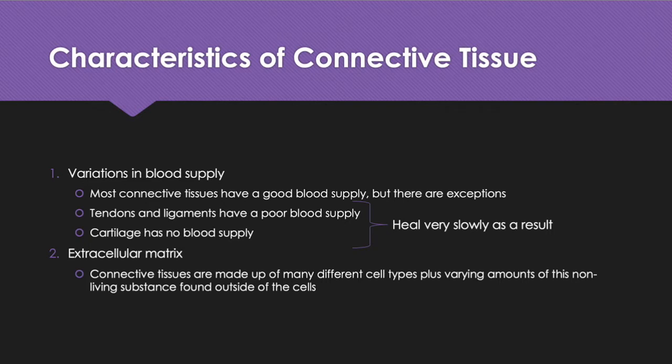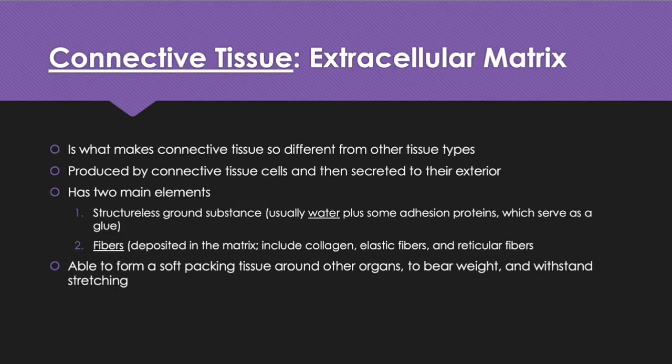Another characteristic of connective tissue is something called the extracellular matrix. There's going to be many different kinds of cells as part of connective tissue, plus different amounts of extracellular matrix, which is extra means outside of this, and then cellular means cells. So it's a substance found outside of these cells. Okay, we're going to talk specifically about that for a second. That extracellular matrix is really what makes connective tissue so different from the other 4 kinds of tissue. It's produced by the connective tissue cells themselves and then secreted to the outside of those cells.